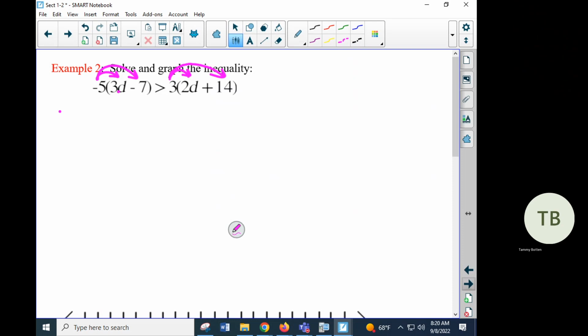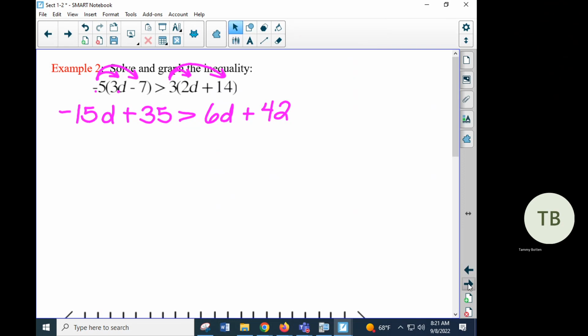Negative 5 times 3D is negative 15D. Negative 5 times negative 7 is positive 35. 3 times 2D is 6D. And 3 times 14 is 42. Again, I always bring my variable to the left. So I'm going to bring this 6D over. Right now it's assumed to be positive. So you do the opposite, which would be to subtract it.